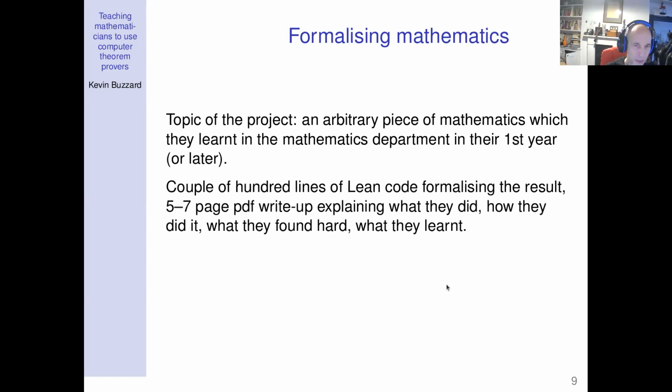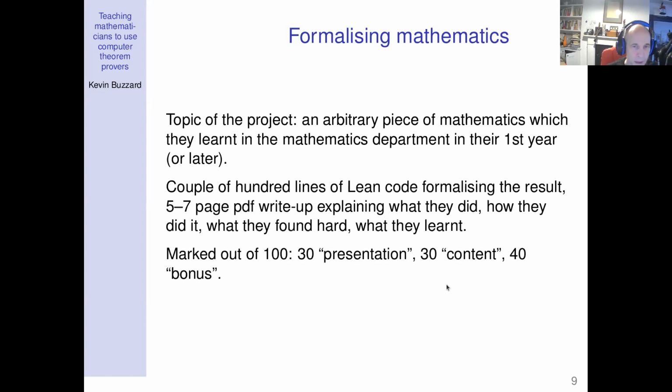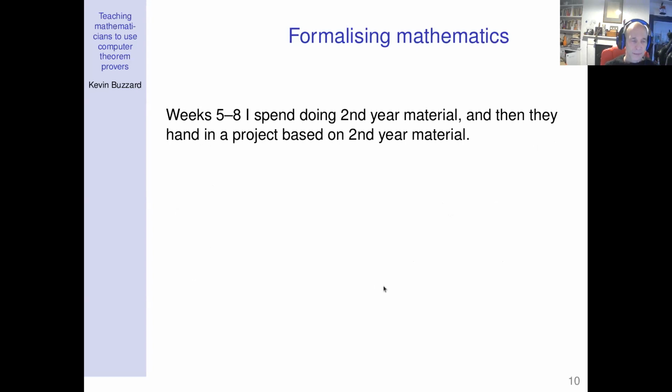And their job is to write a few hundred lines of Lean code formalizing the results, and then also a small PDF explaining what they did, how they did it, what they found hard, and what they learned. And they wanted to know what the mark scheme was, so I just stole our MSc project mark scheme. It's 30 marks for presentation, 30 for content, and 40 for bonus. I was very vague last year as to what those meant, because I didn't really know what they meant myself. But this year I have a much better understanding, and I'll be explaining it to them next year. So that's the first project.